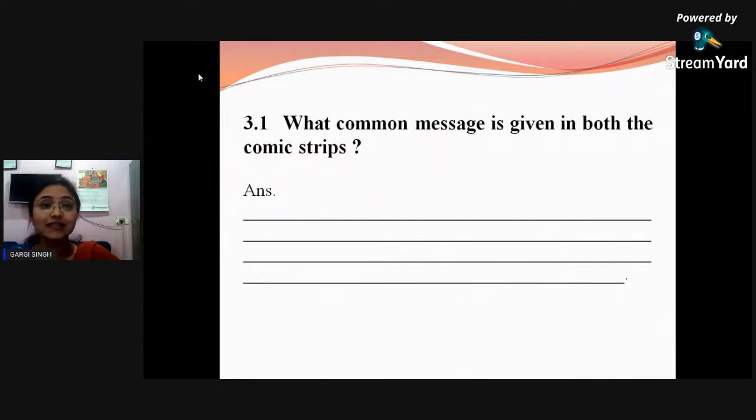The first question is, what common message is given in both the comic strips? Now this question needs the interpretation. It's not directly given, the message is not directly given, but it is shown to you in some form. So you have to interpret the dialogues and the images and tell the answer. What common message is given in both the comic strips? Okay, waiting for your answers.